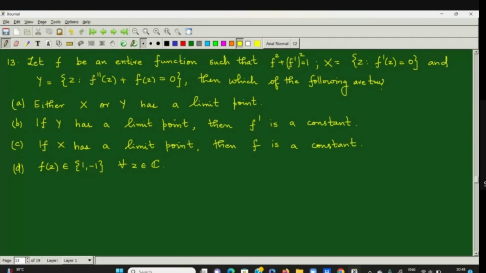Now the question is that f is an entire function. Hope you can see and understand even though my voice is breaking. f is an entire function and f is satisfying this condition. Define a set X to be the zeros of its derivative and Y to be the zeros of this equation. Now which of the following are true? Try on your own, then let me know.